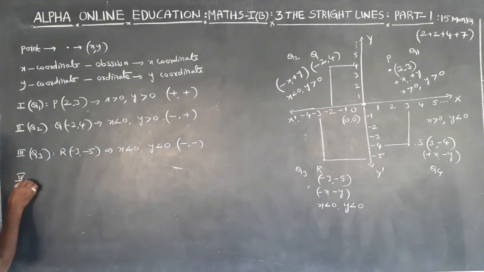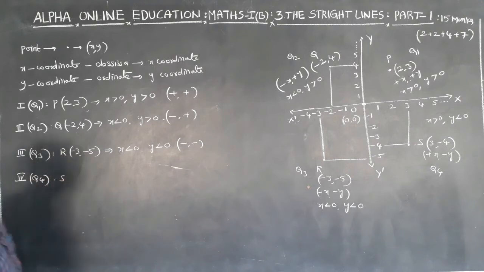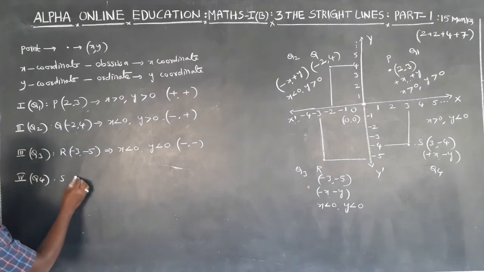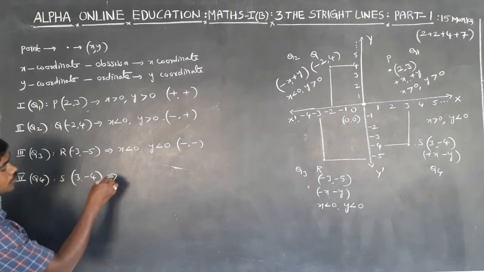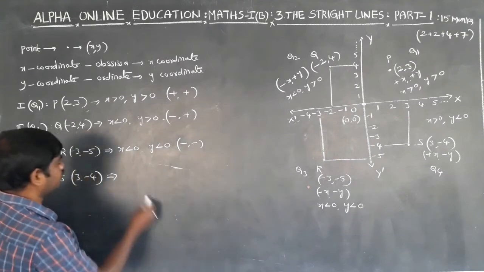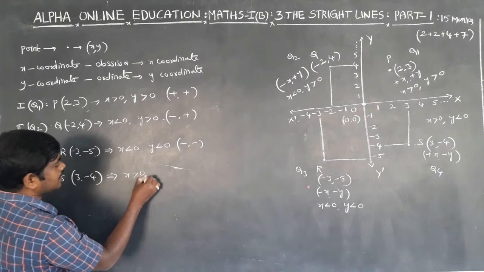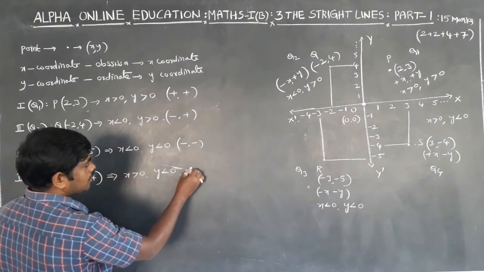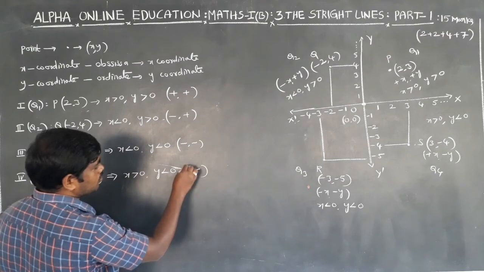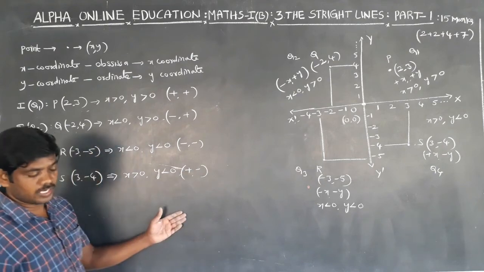In the fourth quadrant, point S is (3, -4). 3 comma -4 means x is greater than 0, y is less than 0. That means x value positive, y value negative.